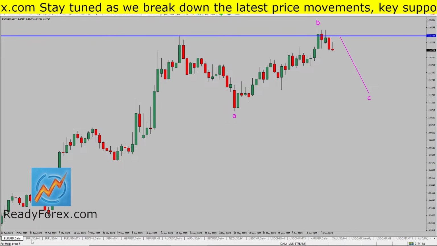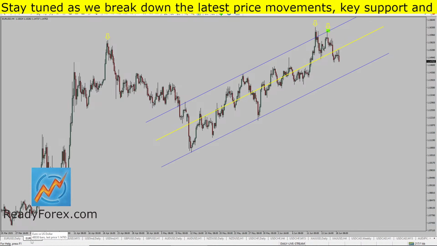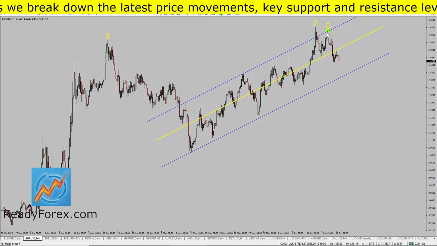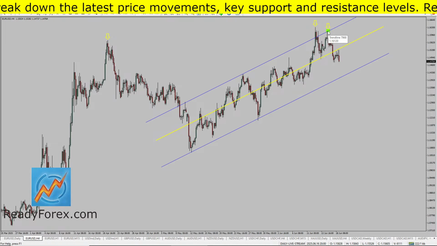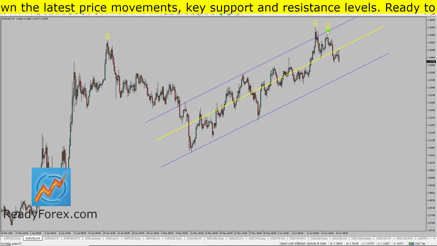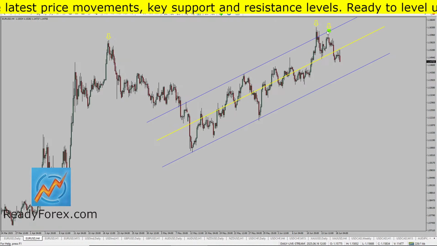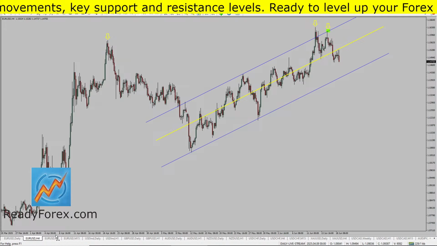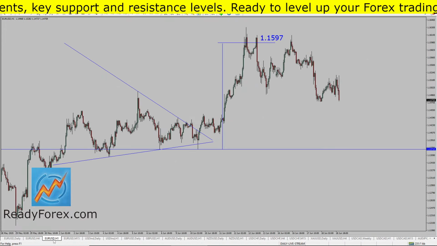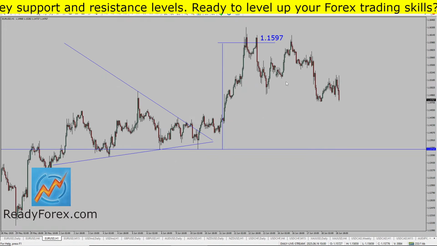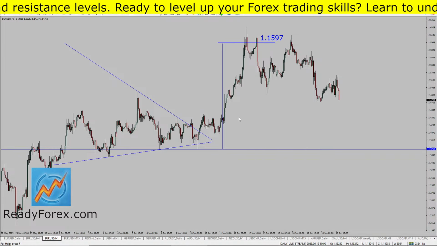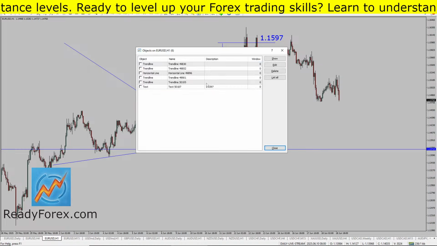Next we have the euro USD 4-hour time frame. We got this nice bullish trend channel, and this is the spike right over here in euro USD currency pair. Next, if you take a look at 1 hour time frame, it seems to me that price has reached the forecasted level. Now we can delete all of this.